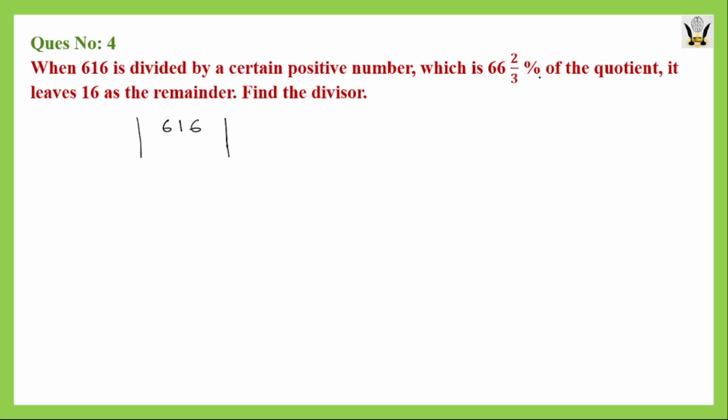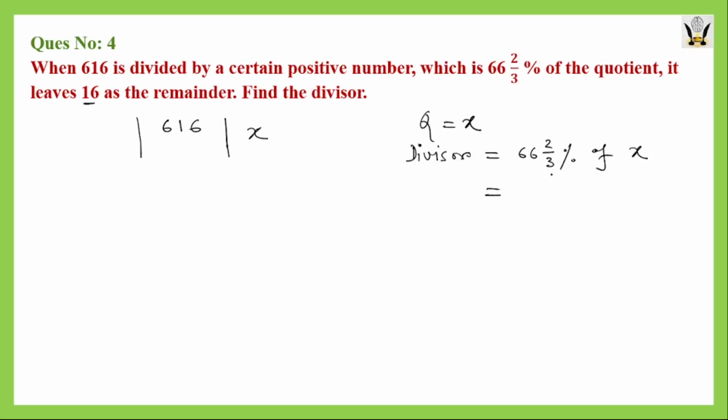Here the quotient is not known, the divisor is also not known, but the remainder value is given, which is 16. So let's assume that the quotient is x. If the quotient is x, then the divisor will be 66 and 2/3% of x.